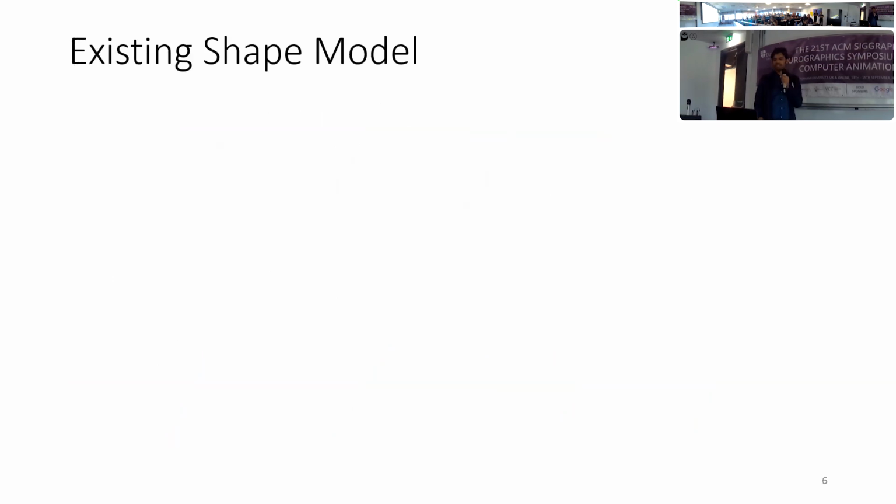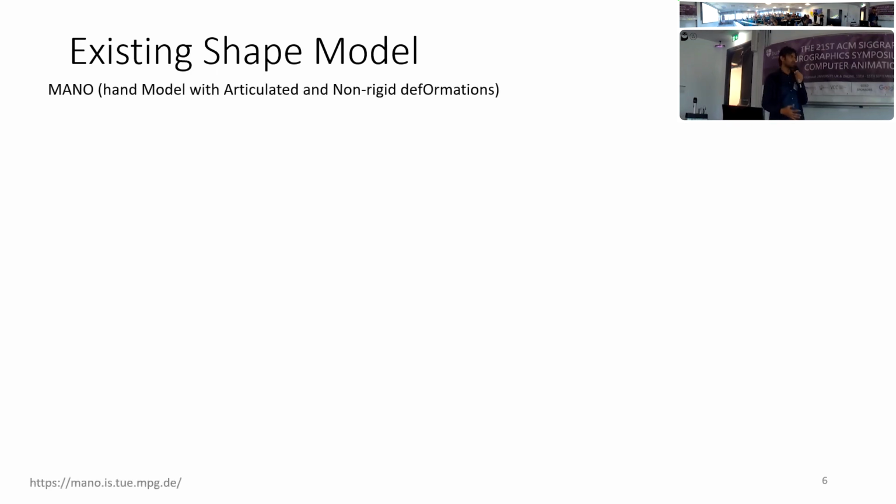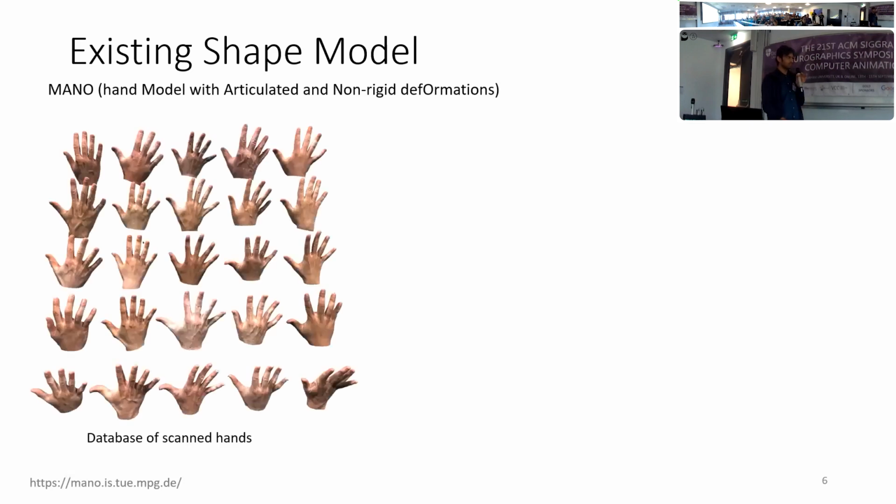Before explaining our idea in detail, let's look at the current state of the art. Inspired by recent literature on human body, face, and hands, we use a parametric shape model, which decomposes the parameters into shape and pose. We use the most widely used state-of-the-art hand model, MANO. It's an articulated hand model with shape and pose blends. It is learned from 31 subjects, mostly adults.